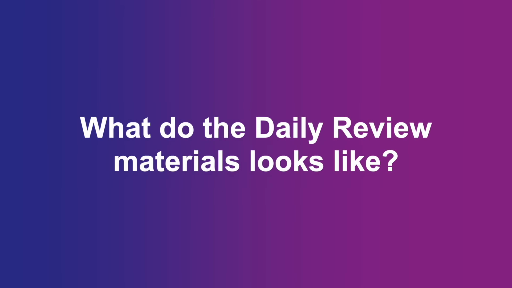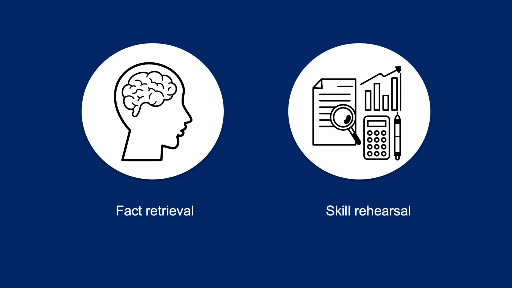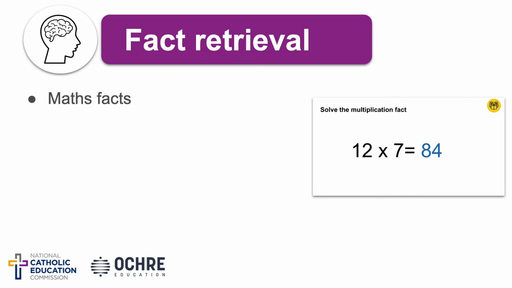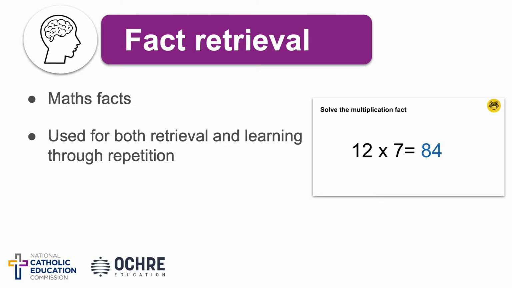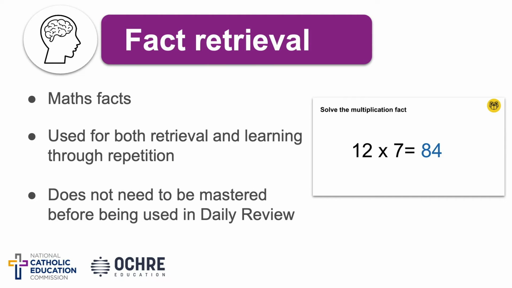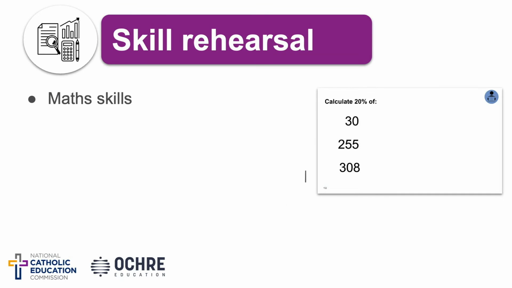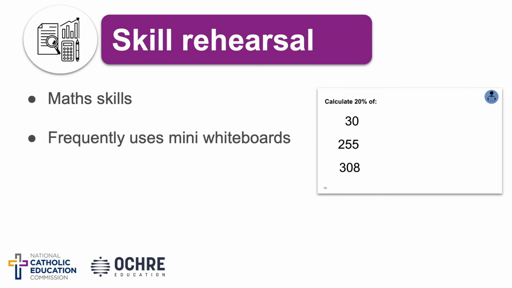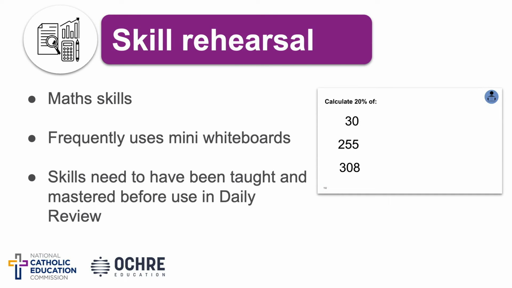Now, let's take a closer look at what the daily review materials look like. The questions fall into two categories: fact retrieval and skill rehearsal. Fact retrieval involves remembering or recalling information, such as maths facts and definitions and key terms. Skill rehearsal focuses on applying mastered skills, such as using a standard algorithm.